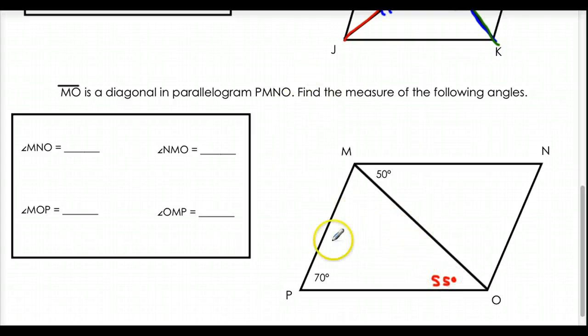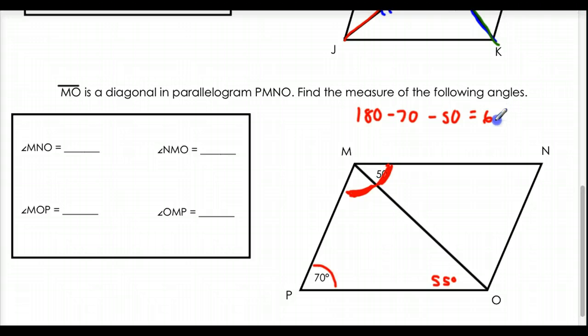Now the second part of this is we want to find this angle right here. What we know is that these two bigger angles are supplementary. So to find this missing part of the angle right over here, what we'd have to do is 180 minus 70, right? We're getting rid of this part. But we also have to get rid of this part, so minus 50. And when we do that, we get 60 degrees.